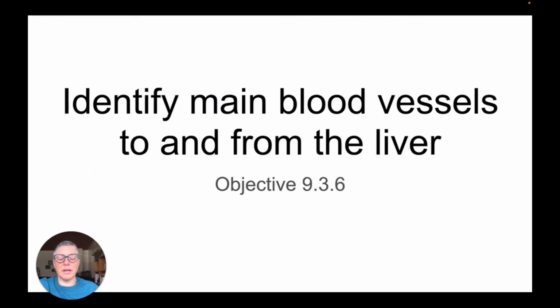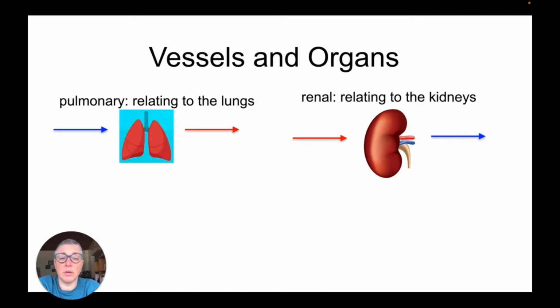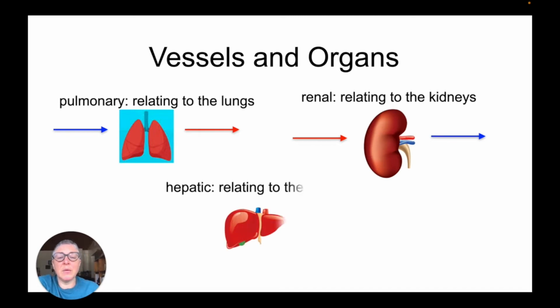This video covers the IGCSE Biology Objective 9.3.6 on the 2025 CAIE syllabus: to identify main blood vessels to and from the liver. So we've already looked at two organs and the vessels that carry blood towards and away from them. We've got the pulmonary blood vessels related to the lungs, the renal blood vessels relating to the kidney, and now we are looking at the hepatic blood vessels relating to the liver. Anytime you see the word hepatic, that's referring to the liver organ.